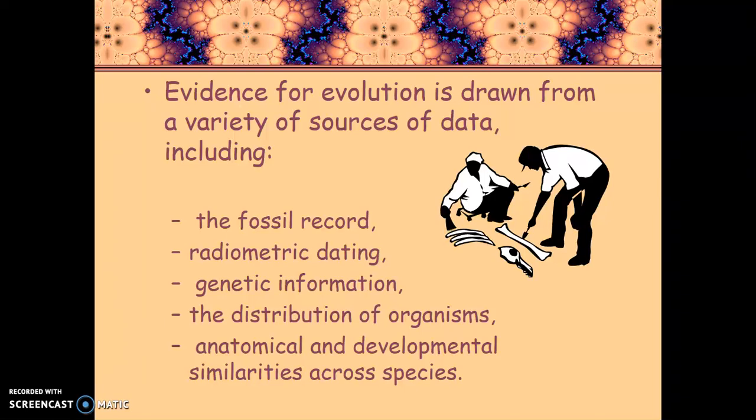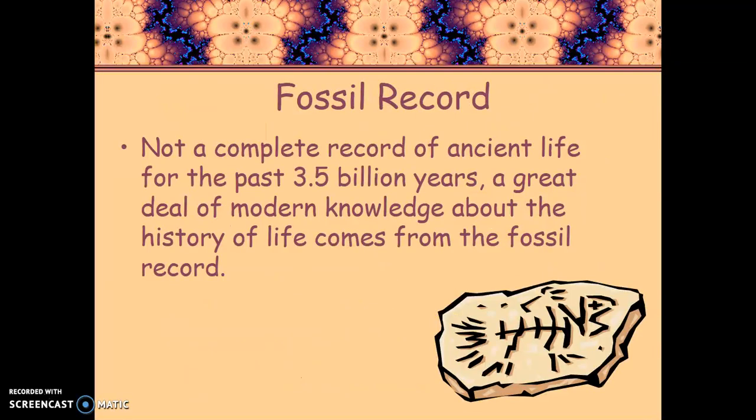the radiometric dating, which is using radioactive isotopes that we learned about in the beginning of the semester to date how old something is. We're going to look at genetic information, the distribution of organisms, not only fossils and their current counterparts, but also where current species are in relation to one another, and then anatomical and developmental similarities.